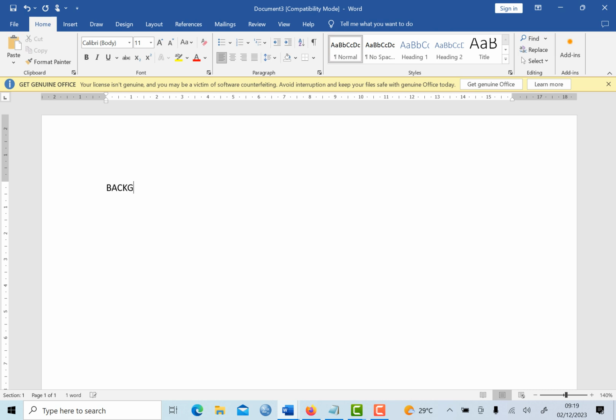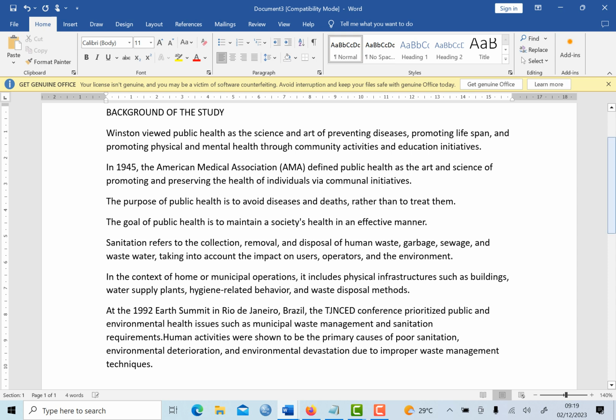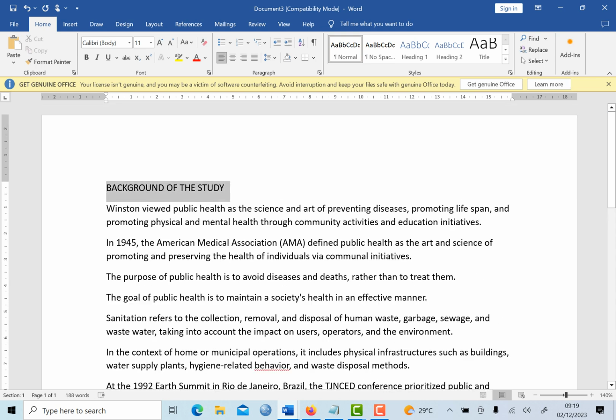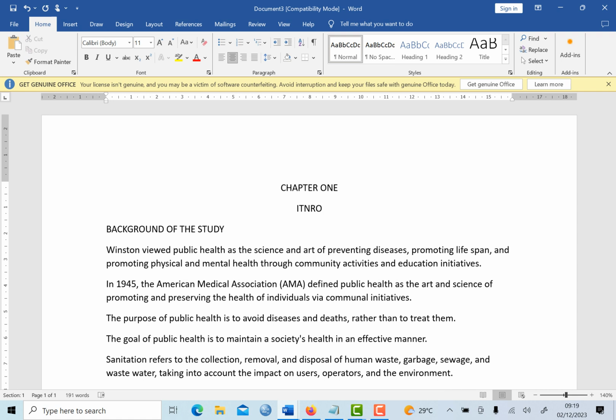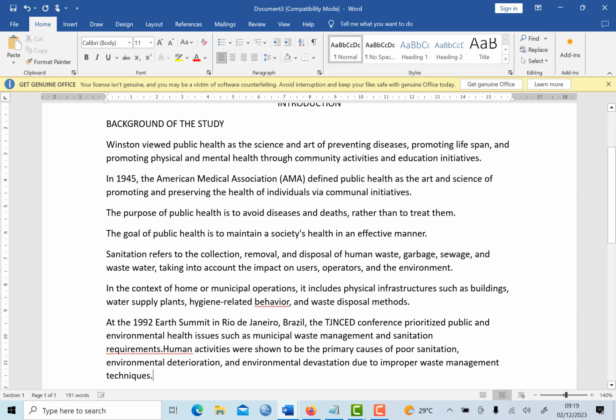Let's go. Background of the study. This is your background of the study. It is like chapter one. Let's title this one chapter one. Chapter one's first subheading is called introduction. So this is the background of the study.